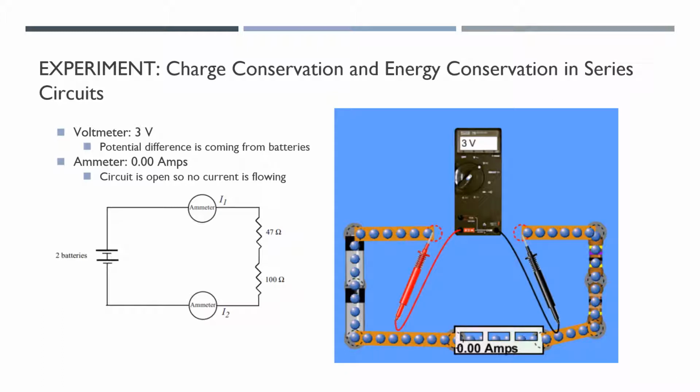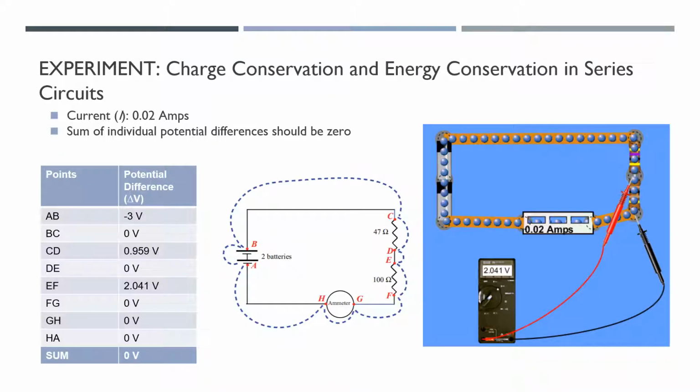Next, we replaced one of the ammeters with a voltmeter. The voltmeter read 3 volts, which is the potential difference coming from both of the batteries. When we replaced the ammeter with the voltmeter, the other ammeter read 0 amps. That's because the circuit was open, so no current was flowing. Next, we closed the circuit and used the voltmeter to measure the potential difference between different points on the circuit, as you can see on the middle diagram. Due to Kirchhoff's second law, we know that the sum of individual potential differences around the circuit should be 0, and my measurements in the simulator, as you can see in the table on the left, confirm that.